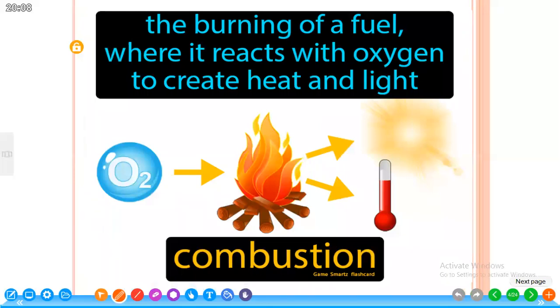And next, a simple one, the burning of a fuel, where it reacts with oxygen to create heat and light. Mostly fuels include hydrocarbons, which react with oxygen and form light and heat. The heat is the essential one. We use a thermometer to measure the heat, and this is also lost to the environment. So that is also an exothermic reaction.